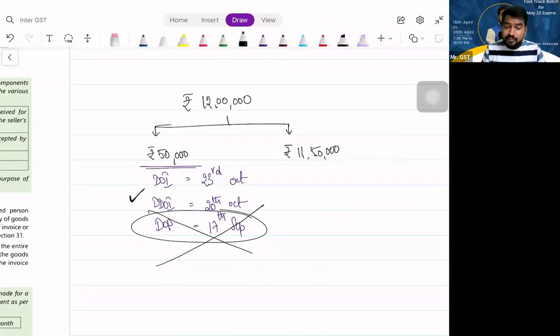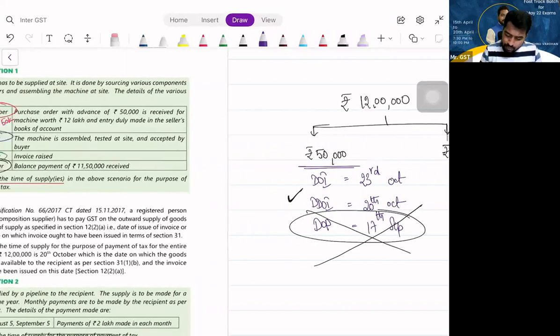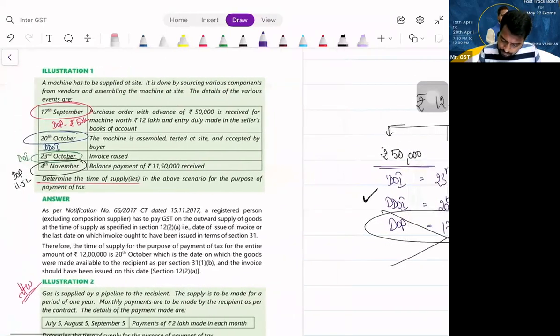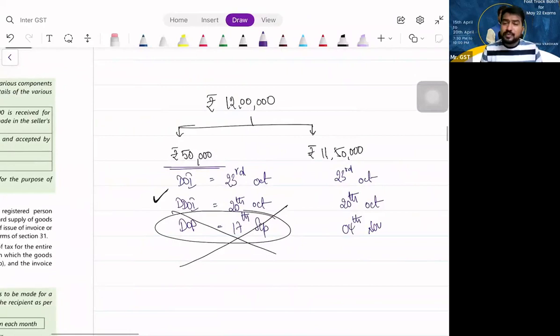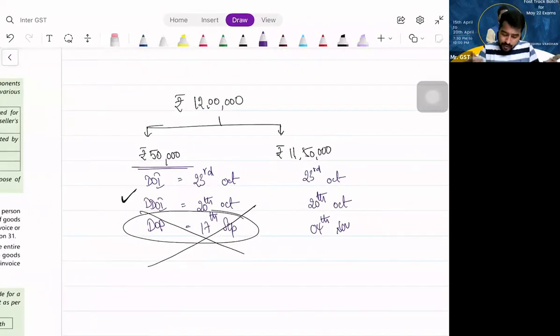What about the 11,50,000? Sir, for that also, what is the date of invoice? Same, 23rd October. What is the due date of invoice? 20th October. What is the date of payment? 4th November. So what is the time of supply? Fortunately, 20th October, same in both cases. Are you able to understand? In both the cases, luckily they are same.